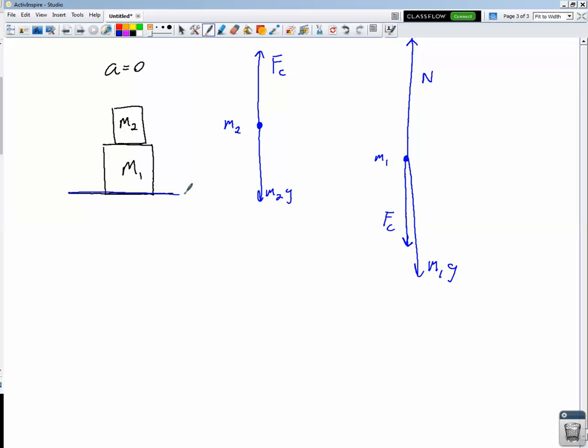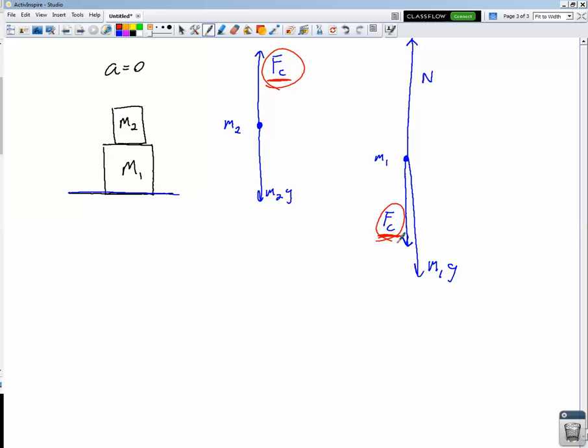M1 is touching M2. It is M1's contact force that pushes up on M2. And those contact forces are Newton's third law pairs. One pushes up on M2, and an equal and opposite force pushes down on M1. And always, when you have objects in contact with one another, you have to have those forces be equal in magnitude and opposite in direction. And also notice that these contact forces act on different objects. The contact force here acts on M2. The contact force here acts on M1.